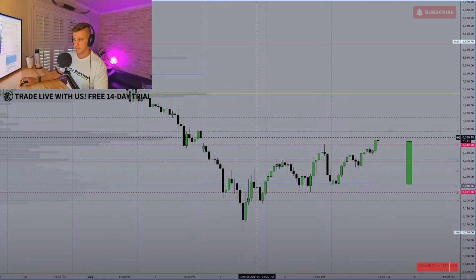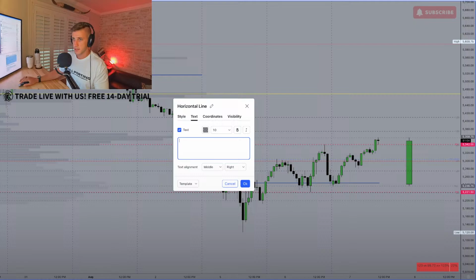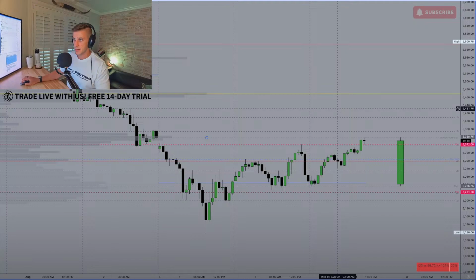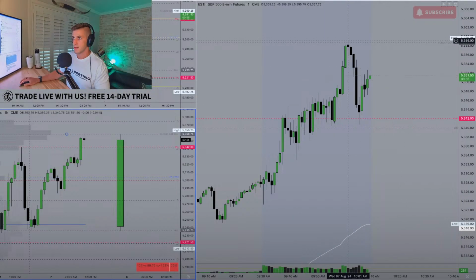Oh, ES gap almost perfectly filled there. That was that gap fill level that marked today's session high. So I'll notate that on the chart just as a reference point for today's session. Yeah, you can see the high right through there.